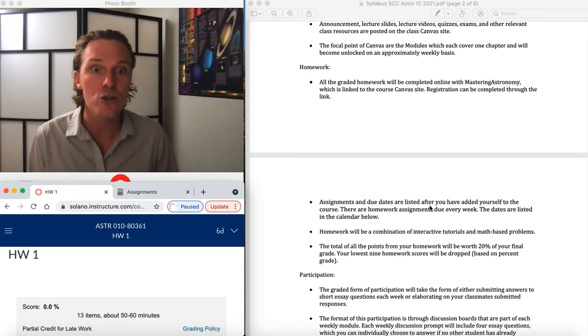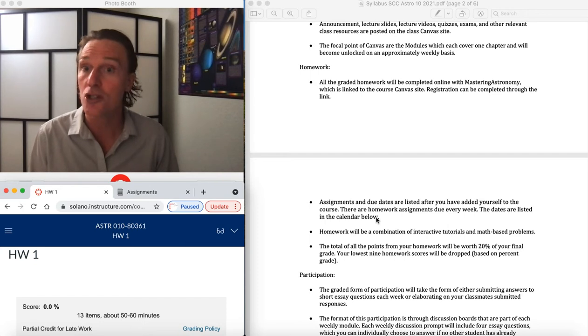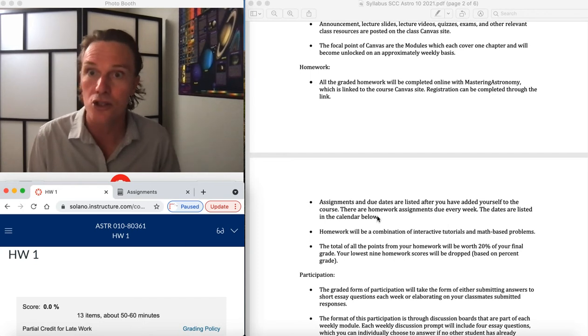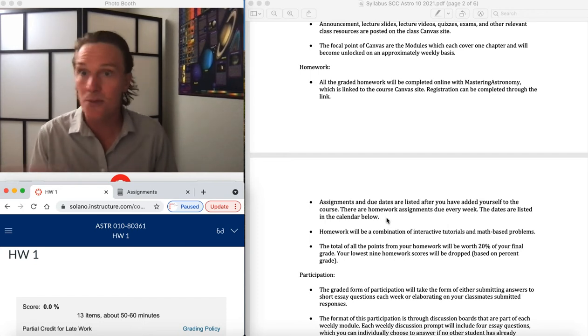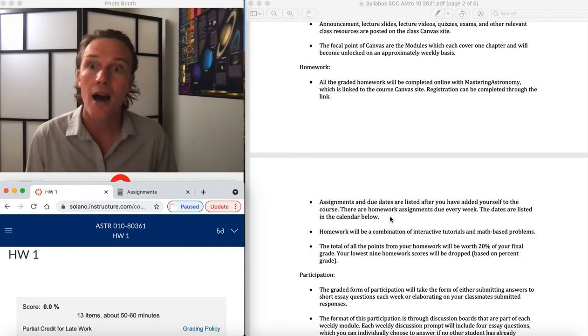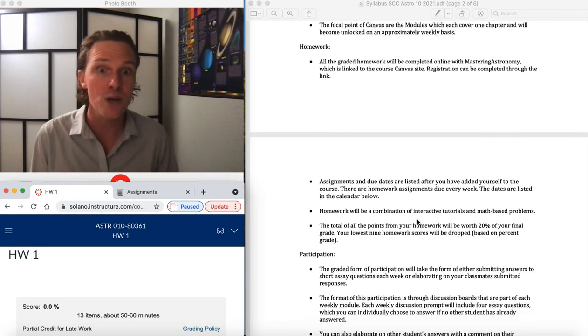Okay, so assignments and due dates are listed after you've added yourself to the course. So you'll see all the due dates. They'll show right up in your to-do list, right? That's kind of the student view of things. But they're also listed in the calendar below, okay?